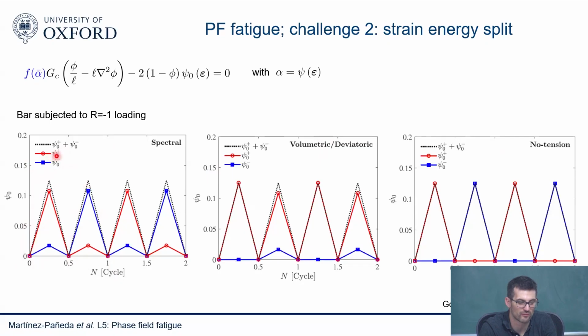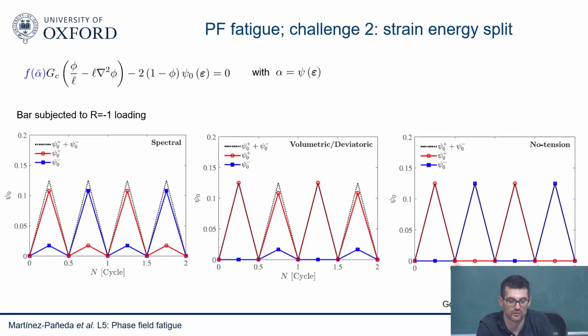And you can see that basically we care about the red one, right? We care about the tensile strain energy density. This is the driving force for fracture. We're going to take alpha equal to this plus. So you can see that you're accumulating a little bit in the upper cycle, but also in the valley, not only in the peak, but also in the valley. And the only one that does this consistently is the no tension split. So we decided to stick to the no tension split.